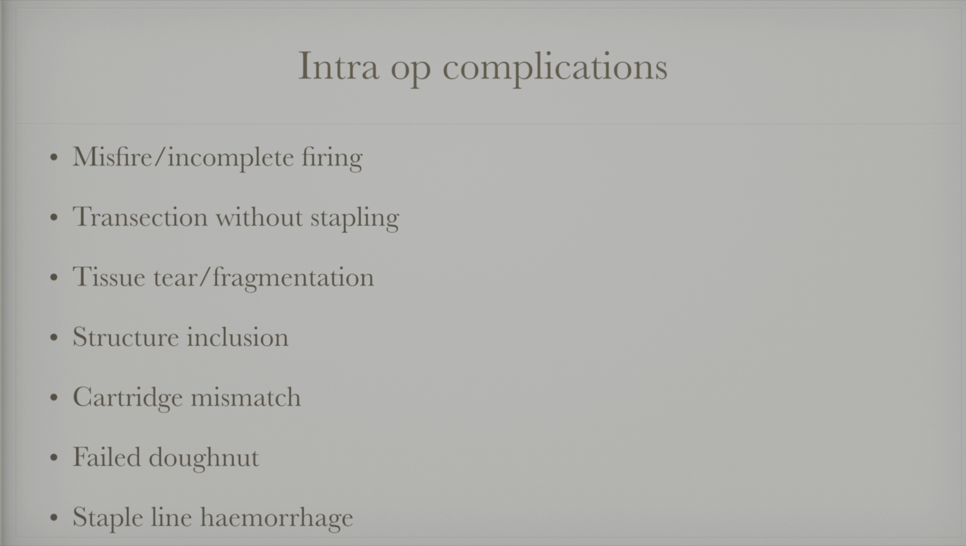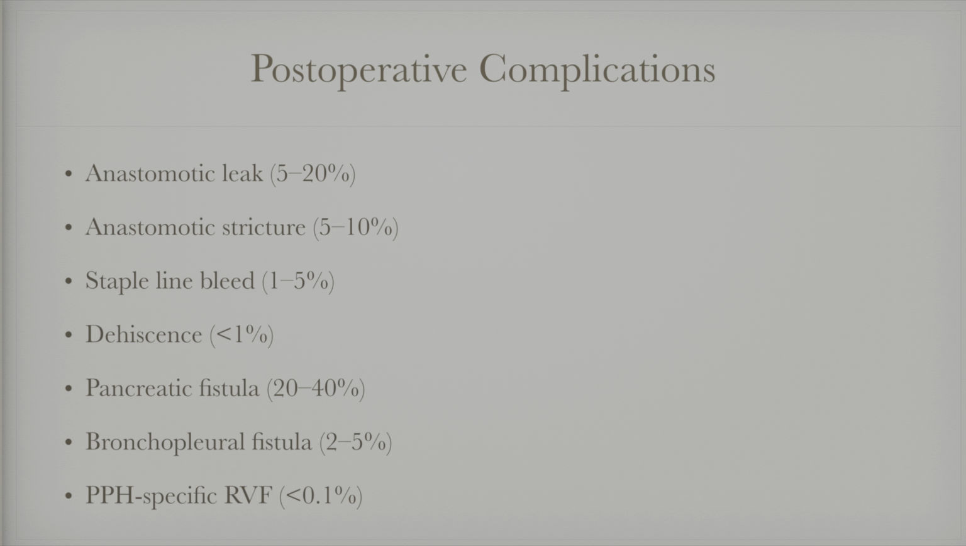The intraoperative complications are misfiring or incomplete firing, transection without stapling, tissue tear or fragmentation, structure inclusion, cartridge mismatch, failed doughnut formation, and staple line hemorrhage. The postoperative complications are anastomotic leak, anastomotic stricture, staple line bleed, dehiscence, pancreatic fistula, and bronchopleural fistula. Procedure for prolapse and hemorrhoid specific: right ventricular failure is noted in less than 0.1% of cases.